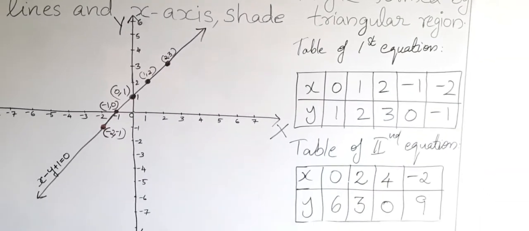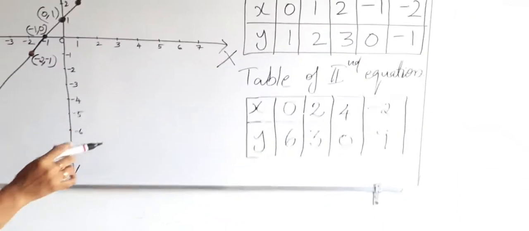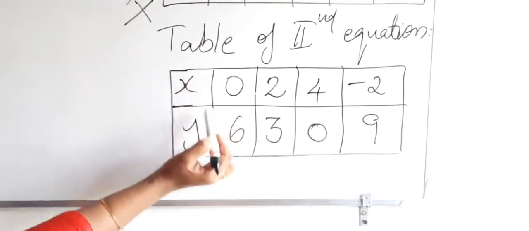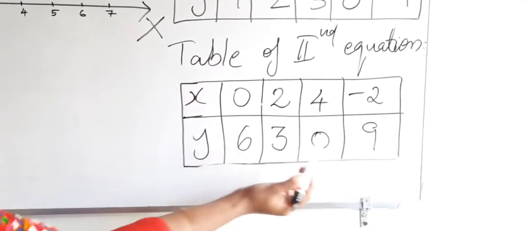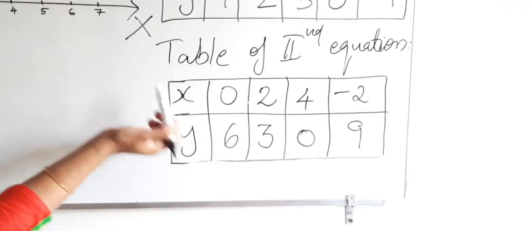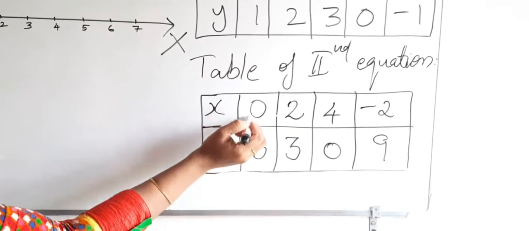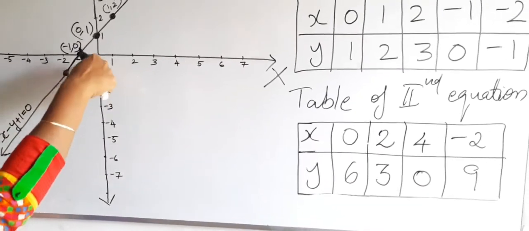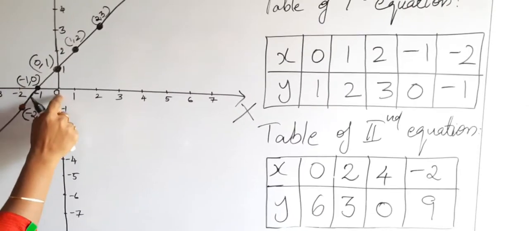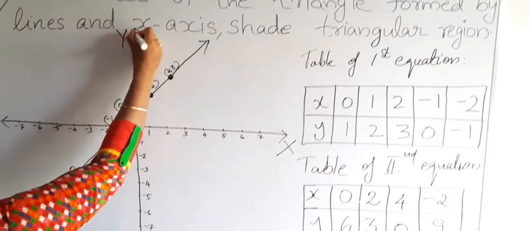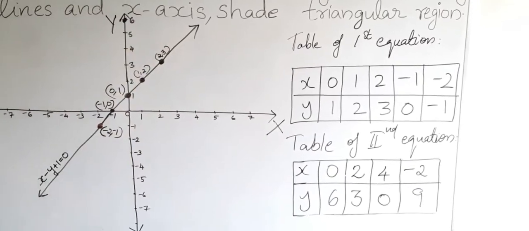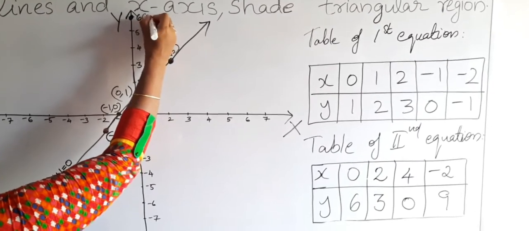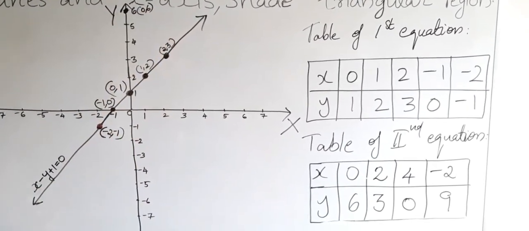Next is table 2. How to do table 2? There also, first we check these points. When x equals 0, y equals 6, and when y equals 0, x equals 4. First we can mark these two. When x is 0, y is 6. Moving up or down? It's up. Y value is 6, so this is your point. The ordered pair is 0, 6.